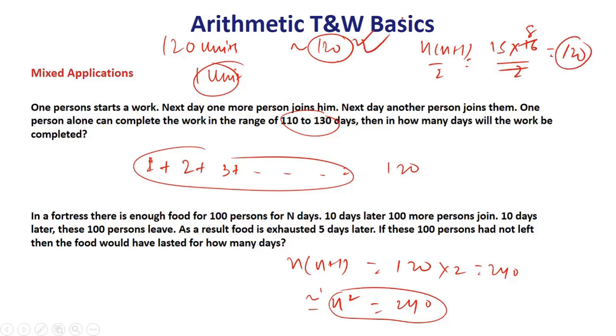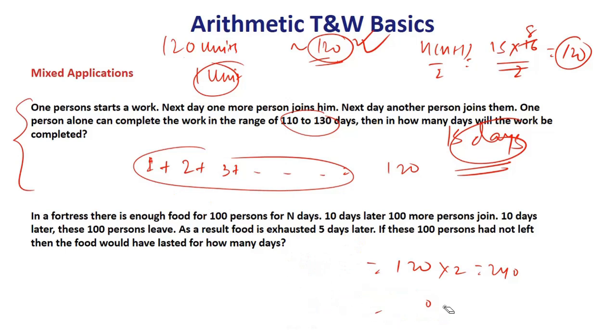Brilliant. So if the amount of work is 120 units, in how many days will the work be completed? 15 days. I hope this is clear to you, right? A very nice question, good question. Similar questions have come in many MBA entrance exams also, including CAT.